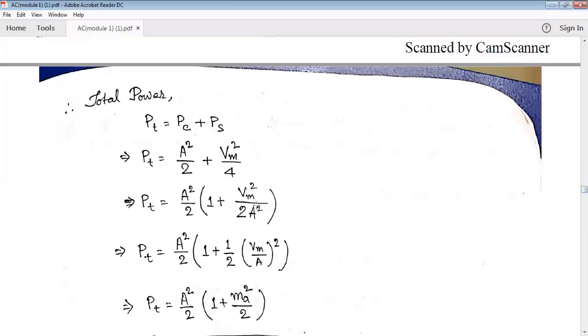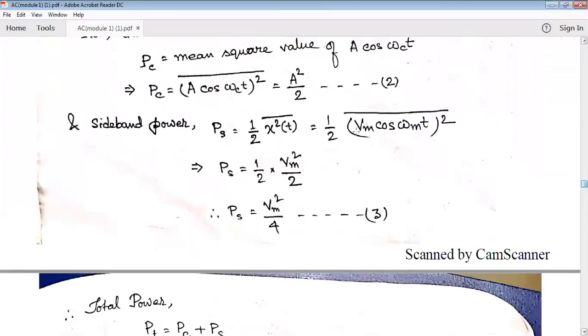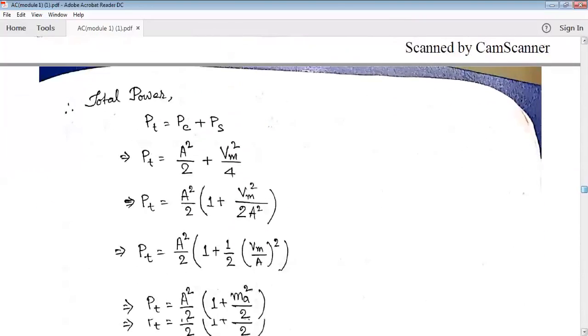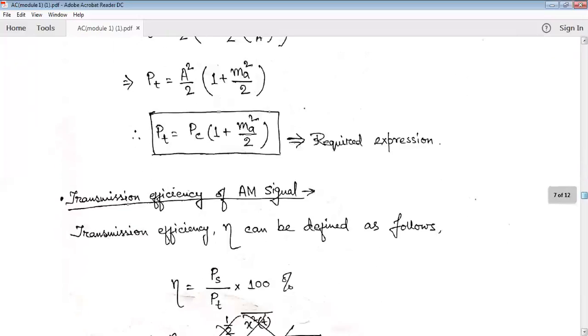Now if we take A square by 2 common, it will give 1 plus Vm square by 2 A square. Now we know that Vm by A is the modulation index. So here we can easily conclude that total power is equal to A square by 2 into 1 plus m square by 2. Now what is A square by 2? A square by 2 is the carrier power. So total power is equal to carrier power into 1 plus modulation index square by 2. This is a very important formula for power calculation in an amplitude modulated wave signal.